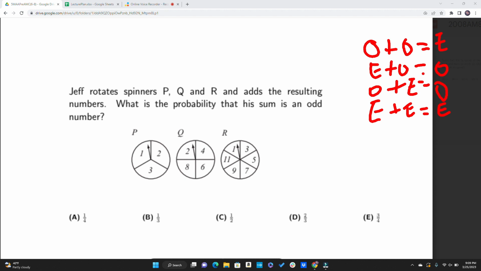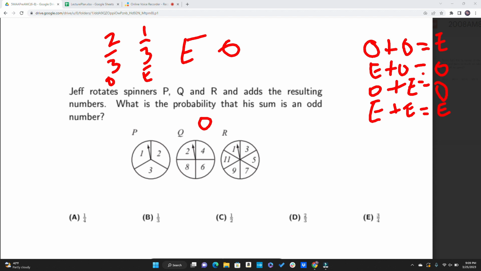So let's look at all of the possibilities. For P, we've got two odd numbers. There's a 2 in 3 chance of odd for P, and a 1 in 3 chance for even. We know Q is going to be even, since all those numbers are even, and everything on R is odd, so R is odd. Even plus odd is odd, so no matter what, P is going to be added to an odd number.